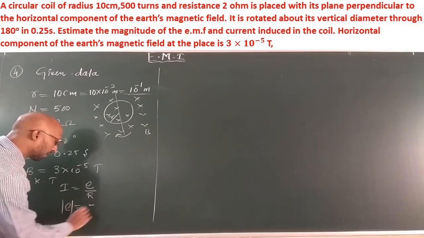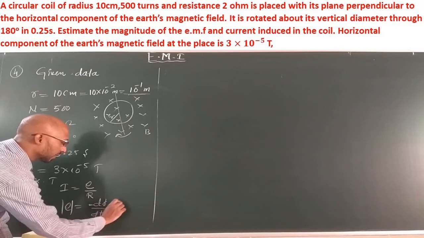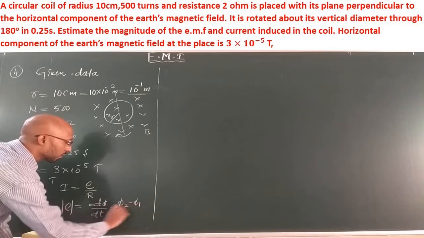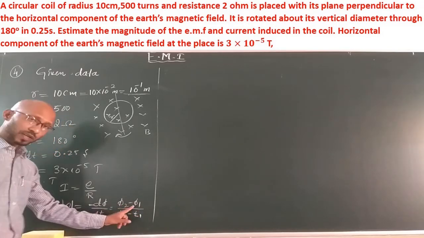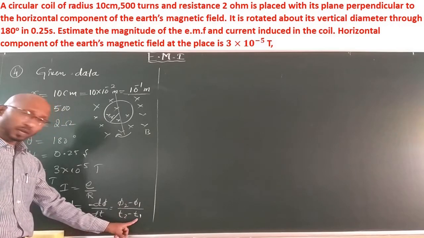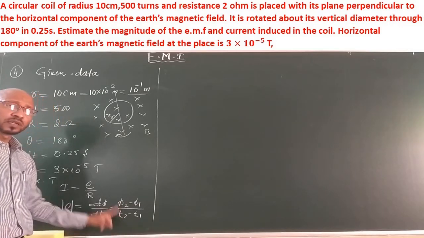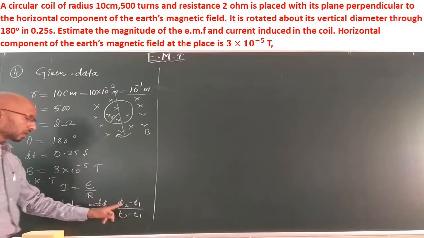Magnitude is given by d phi B by dt, that is phi 2 minus phi 1 by t2 minus t1, that is final flux in the coil minus initial flux in the coil, over final time minus initial time. Initial time is 0, final time is 0.25 second, so the time difference is 0.25 second. Now what do you have to do?